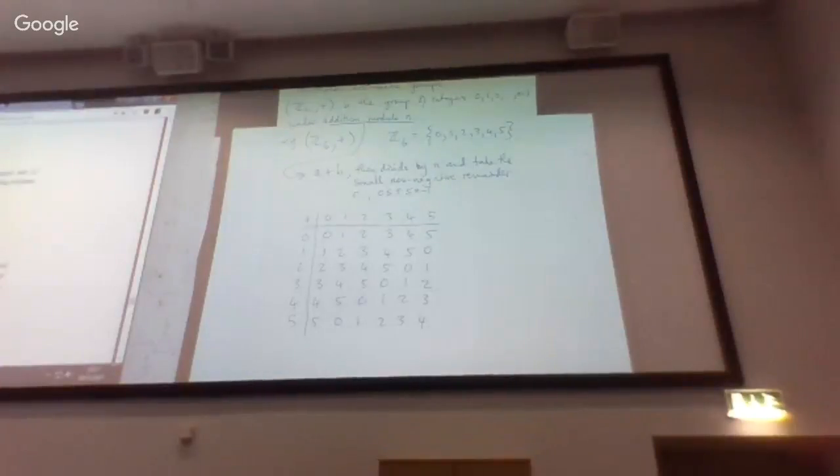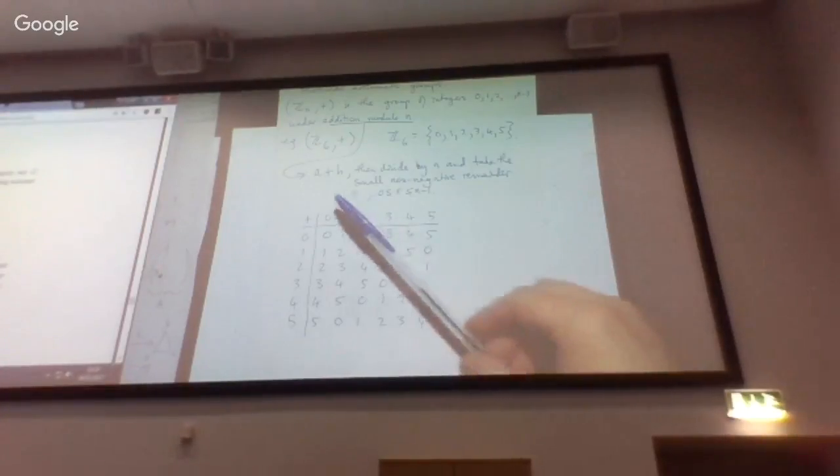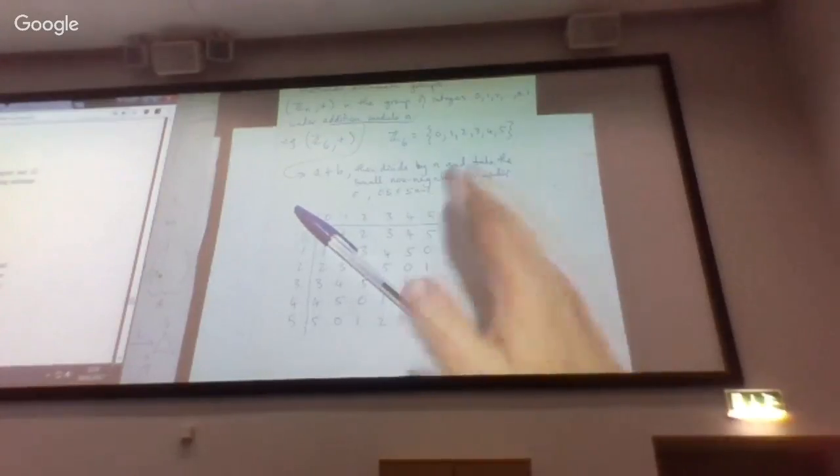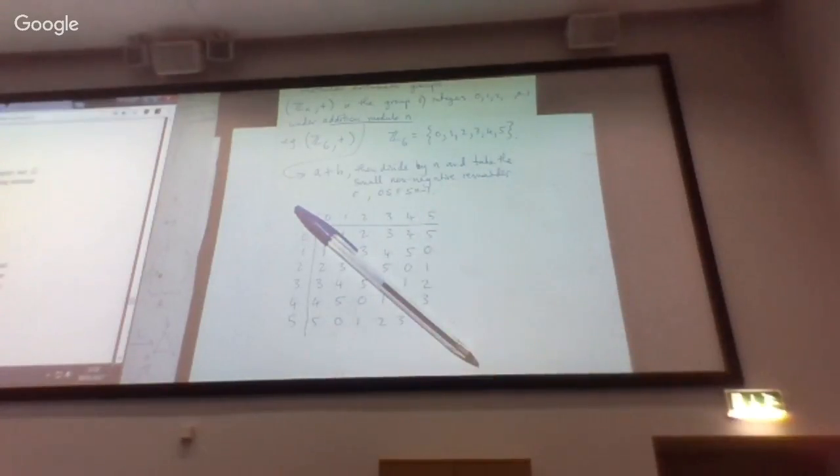And everything has an inverse. The inverse is minus the number interpreted modulo 6. So the inverse of 3 is itself, 3 plus 3 is 0. The inverse of 4 is 2, 4 plus 2 is 0, and 2 plus 4 is also 0. This group also is abelian. It's clearly a commutative group because if you look at the main diagonal, you see that the table is completely symmetric across that main diagonal. That's because x plus y is the same as y plus x.